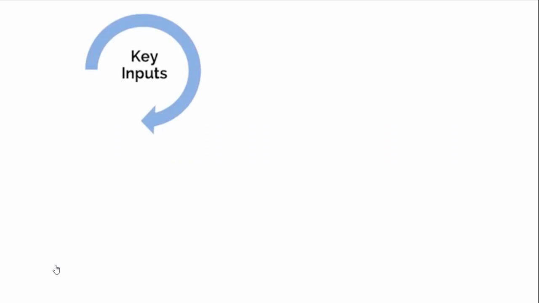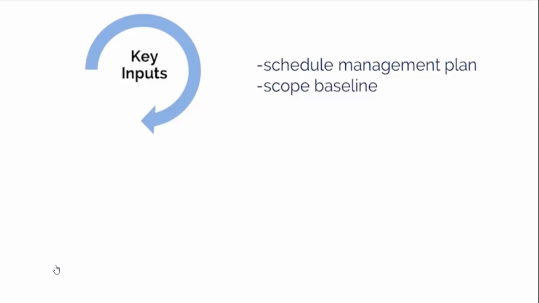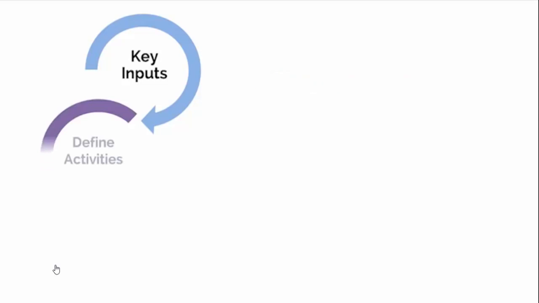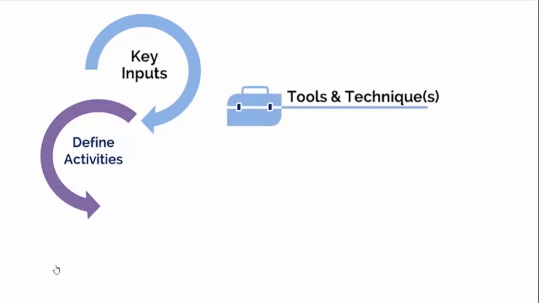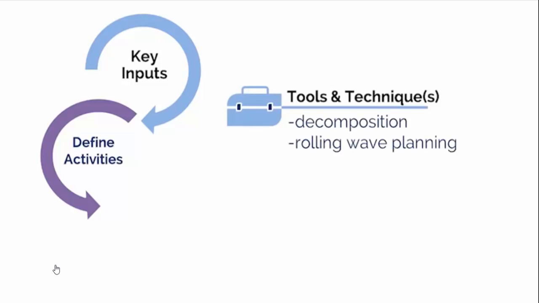The key inputs include schedule management plan. You'll notice that this was the output of the preceding process. A key input from the schedule management plan is the prescribed level of detail necessary to manage the work. And scope baseline. The project WBS, deliverables, constraints, and assumptions documented in the scope baseline are considered explicitly while defining activities. The key tools and techniques for the define activities process are decomposition and rolling wave planning, and these are integral to the outputs: activity list, activity attributes, and milestone list.